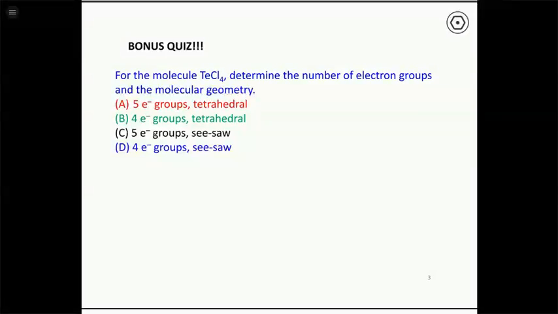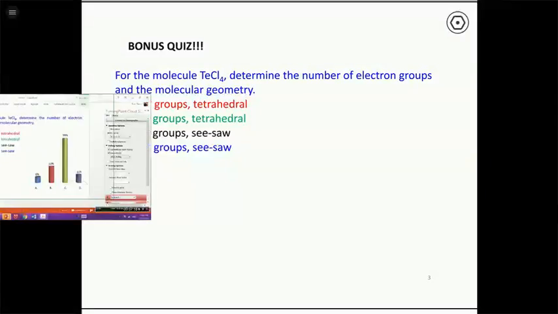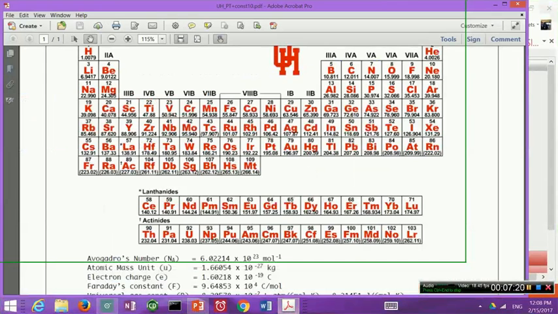Okay, so the first thing we have to do is draw the Lewis structure. So anytime we're asking you about the electron group arrangement or the molecular shape, anything related to VSEPR, it starts with the Lewis structure. So we have to count electrons first. Let's go to the periodic table quickly.